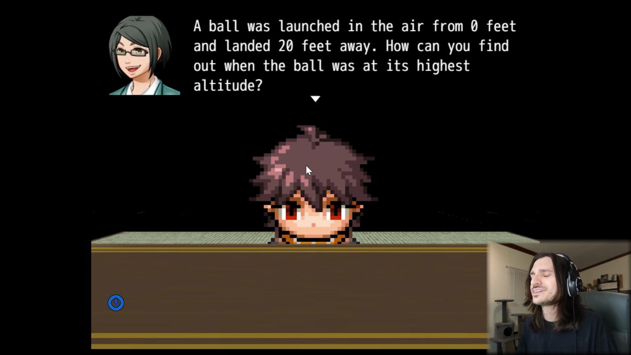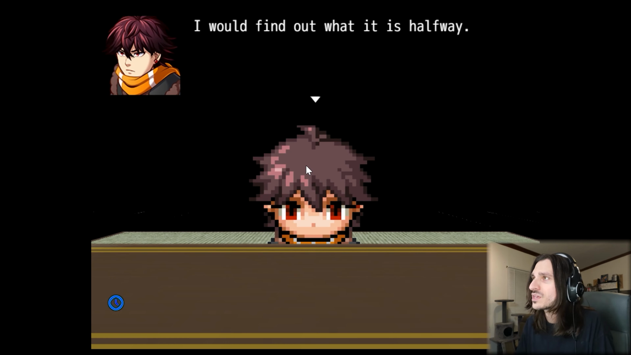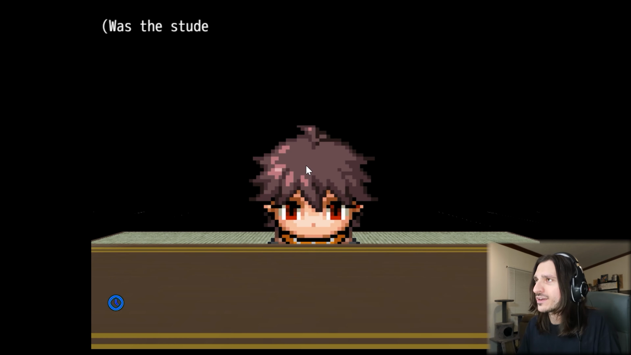A ball was launched. That's not what I said. A ball was launched in the air from 0 feet and landed 20 feet away. How can you find out when the ball was at its highest altitude? I would find out what it is halfway.